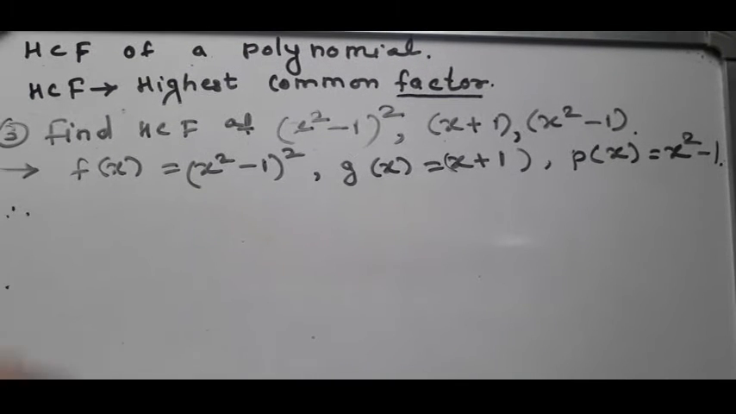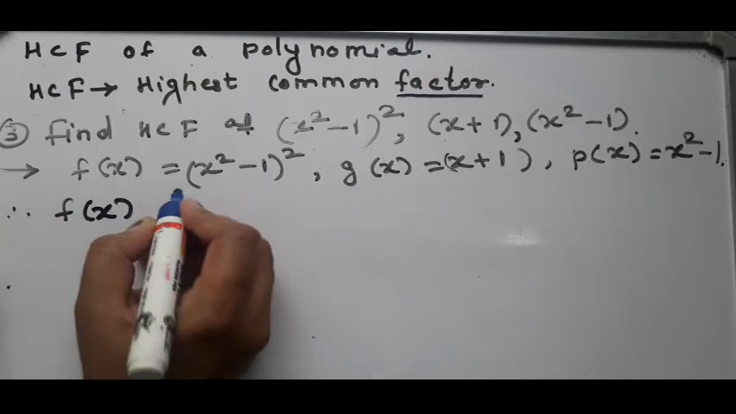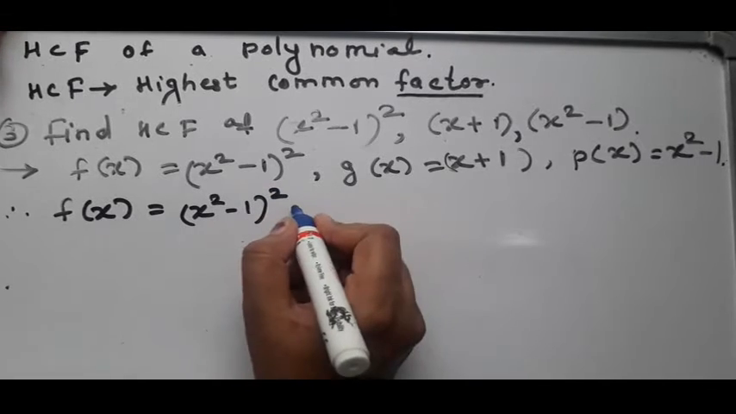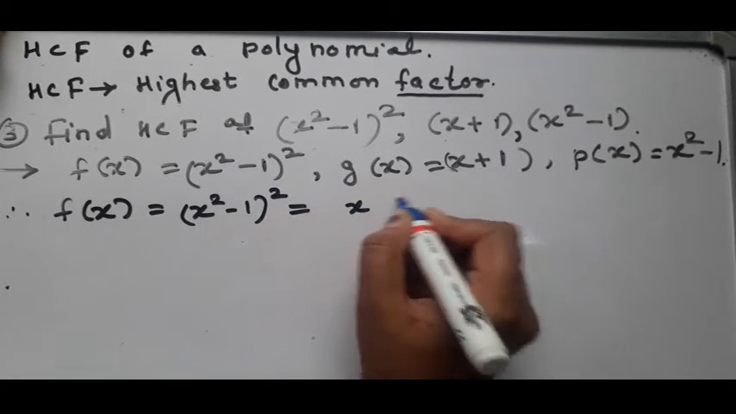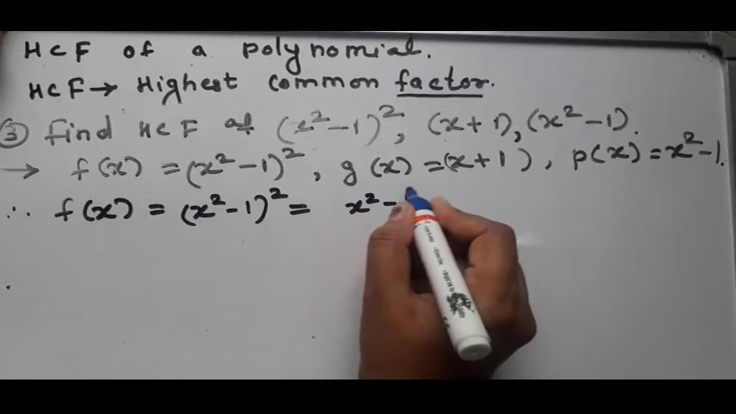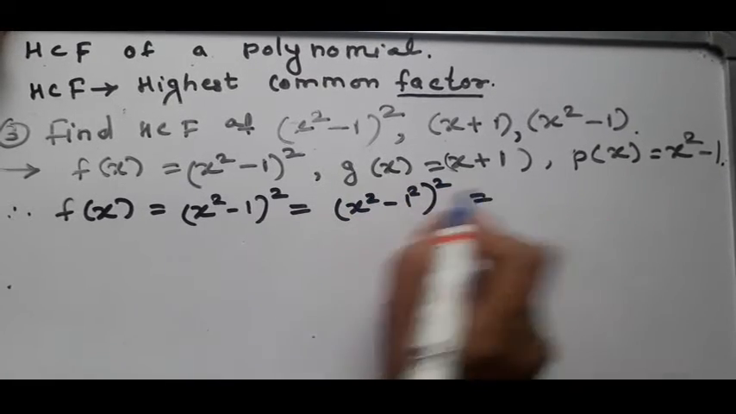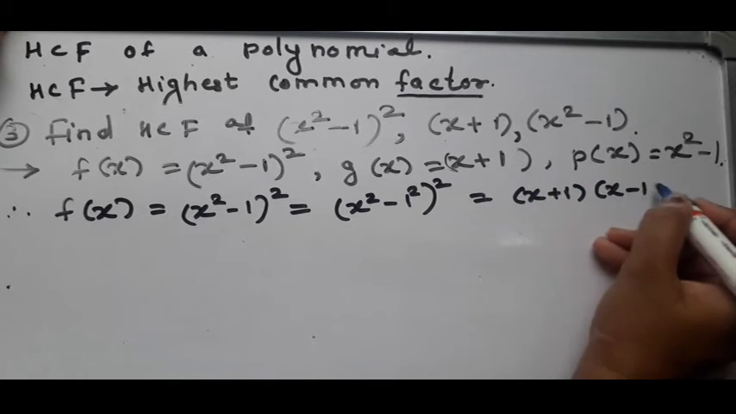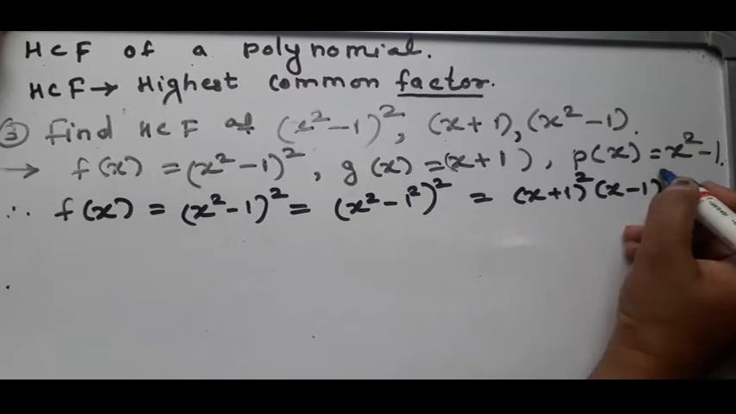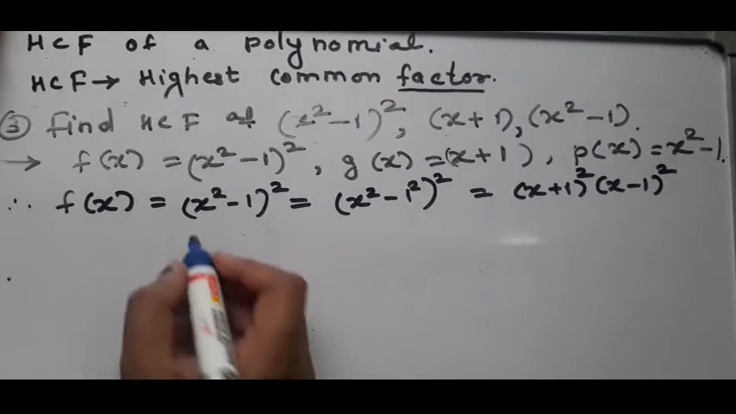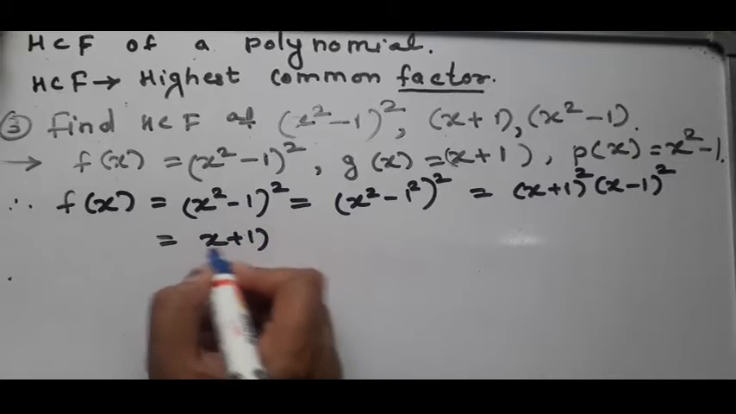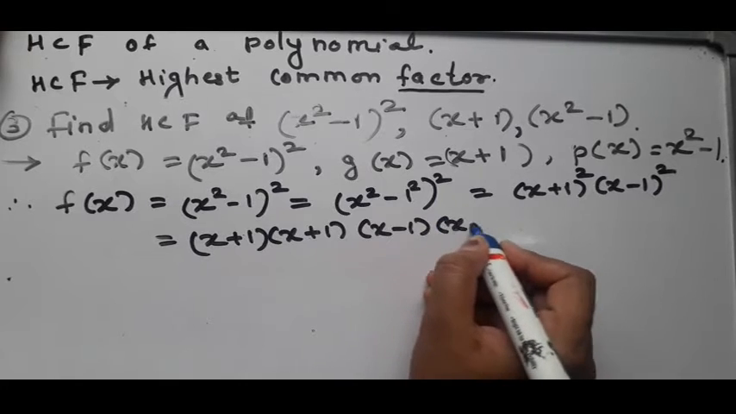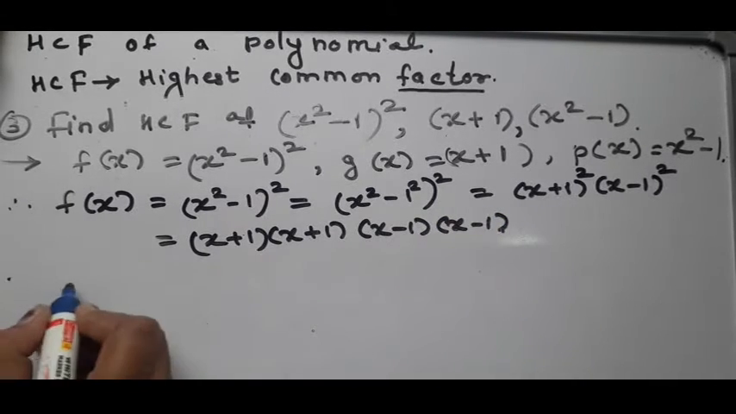Now we will write f of x first. F of x equal to x square minus 1 whole square. Now I know that x square minus 1, I can write it like x square minus 1 square whole square. That is x square minus 1 square means x plus 1 in one bracket, x minus 1 in another bracket, whole square means here will be square to both terms. That is equal to x plus 1 into x plus 1 into x minus 1 into x minus 1. This is the value of f of x.